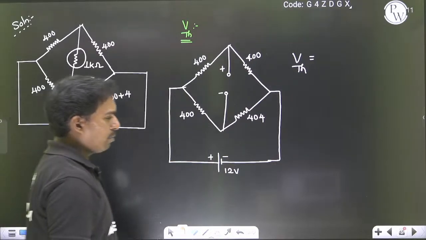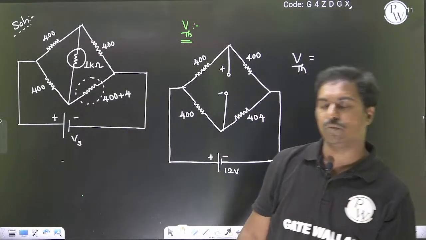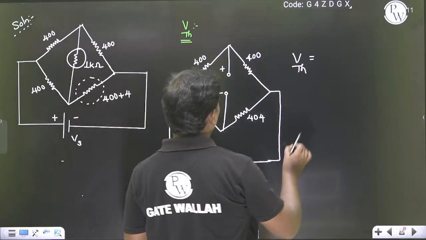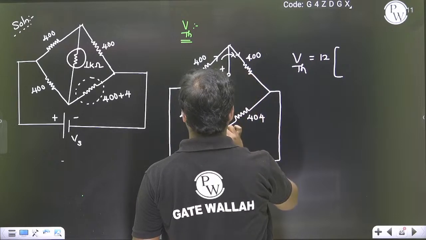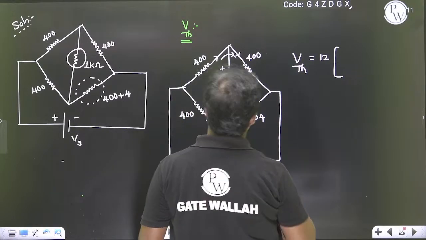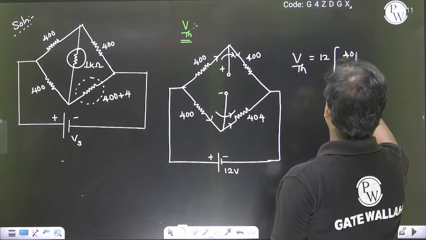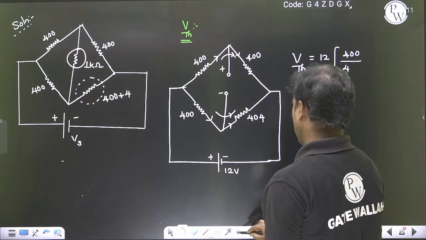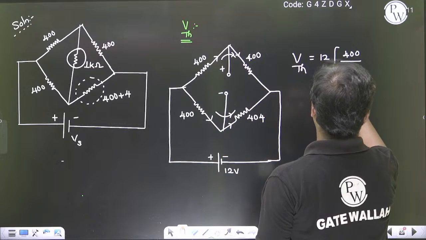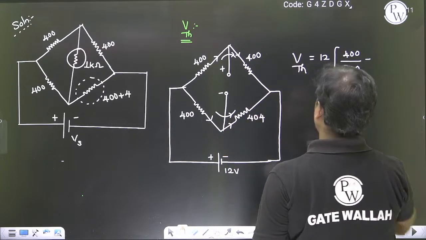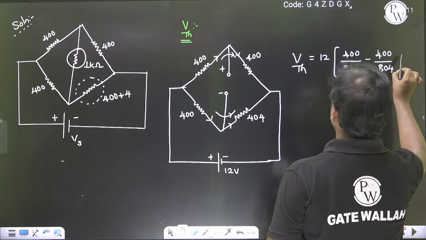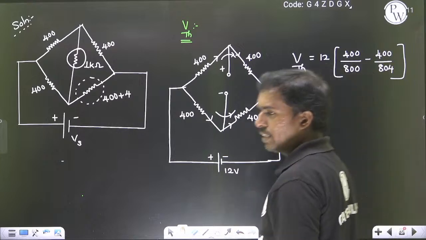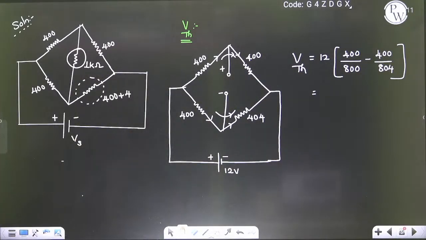Okay, or else yesterday some Rishabh was asking, can I use the direct voltage division formula? Yes, you can use. So V Thevenin is 12 into, so these two are in series and these two are in series. So that will be 400 divided by 400 plus 400, this is 800, minus these two are in series. Okay, and 400 divided by 804. So how much is it going to come? Please calculate and tell me. Use the calculator and tell me how much we are going to get, the value of it.